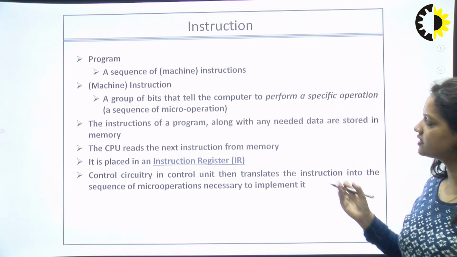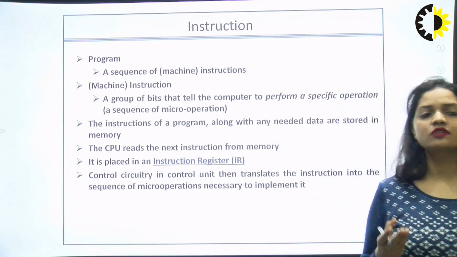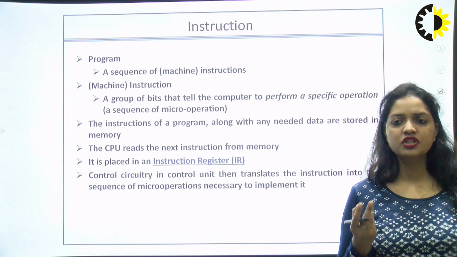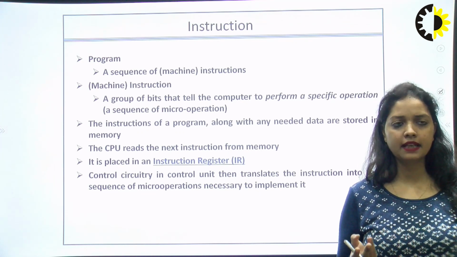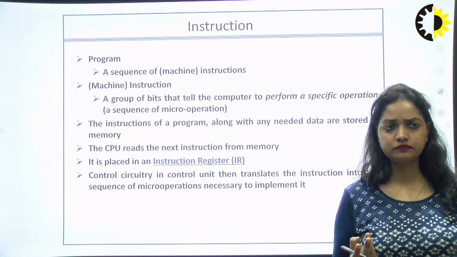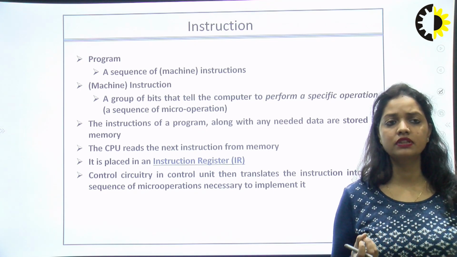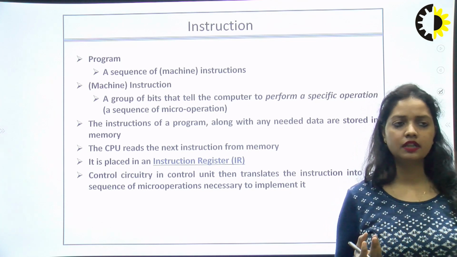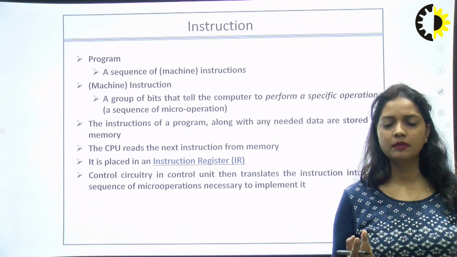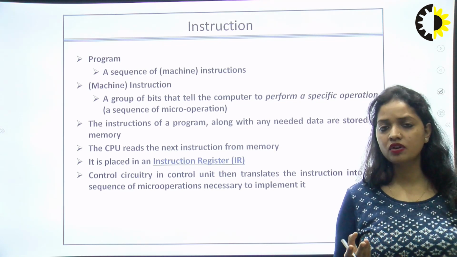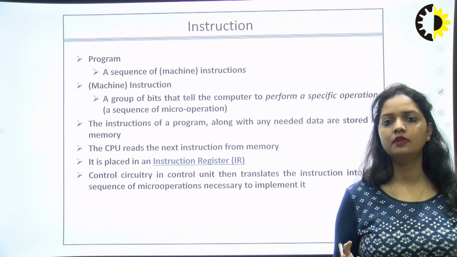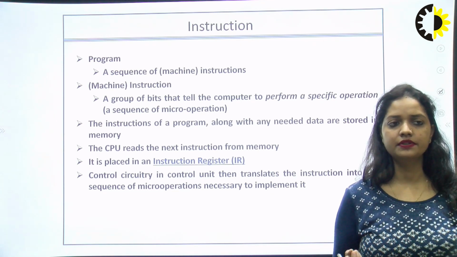So what is a program? A program is a sequence of instructions of a machine. And what is a machine instruction? A group of bits that can tell a computer to perform a specific operation. The instructions of a program along with any needed data are stored in the memory. The CPU will read the address of the next instruction from the memory, and where we put the address of the instruction which we are going to execute is our program counter, a special purpose register.